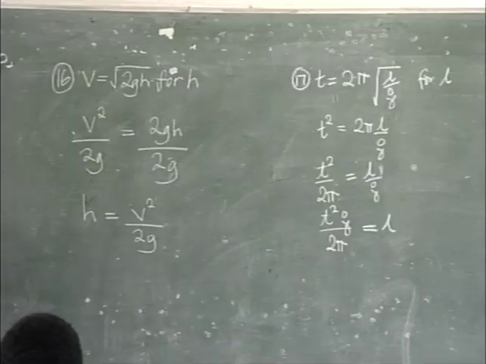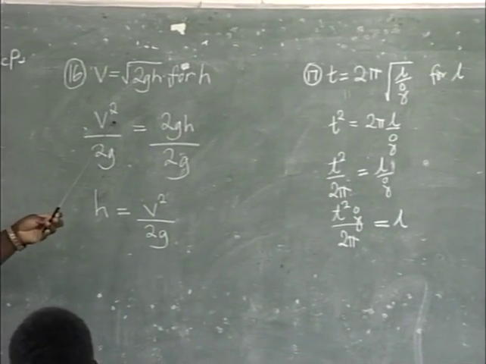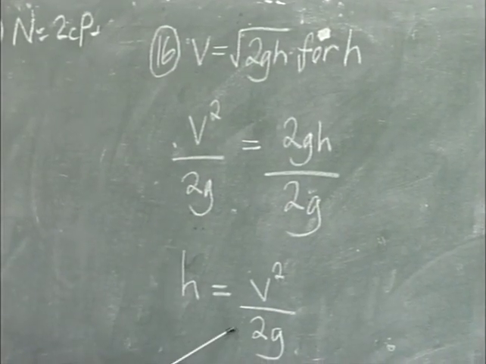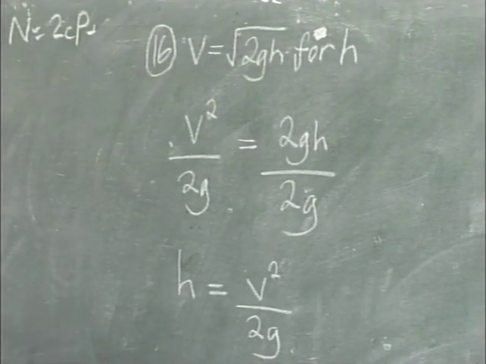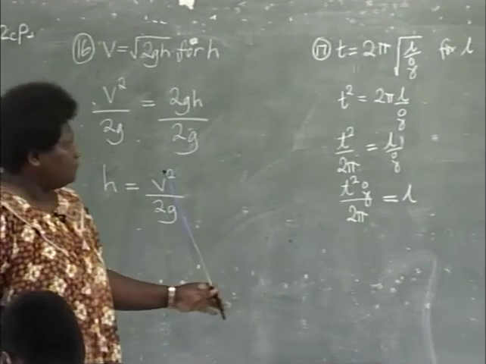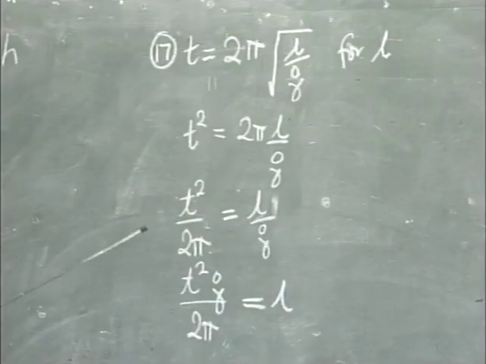All right, just have a look at these two questions before we continue. Question 16, first she squared both sides and got v squared equals 2gh, and then divided by 2g. She got h equals v squared over 2g. 16 is correct.